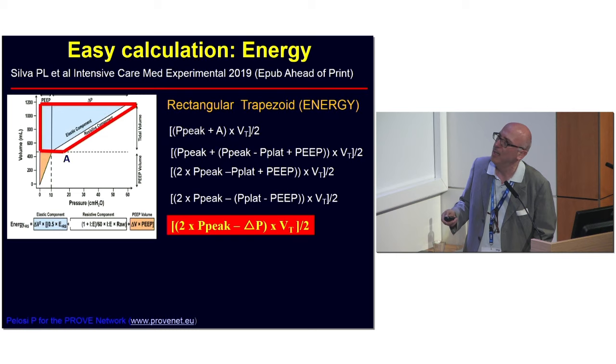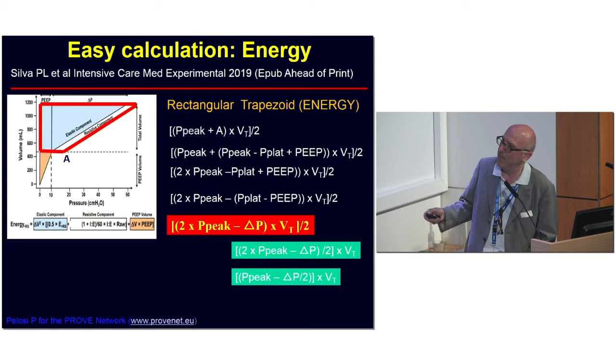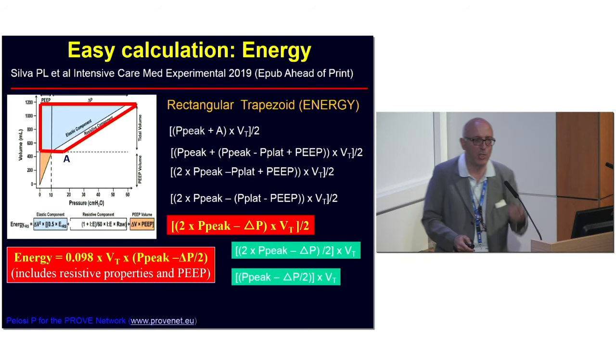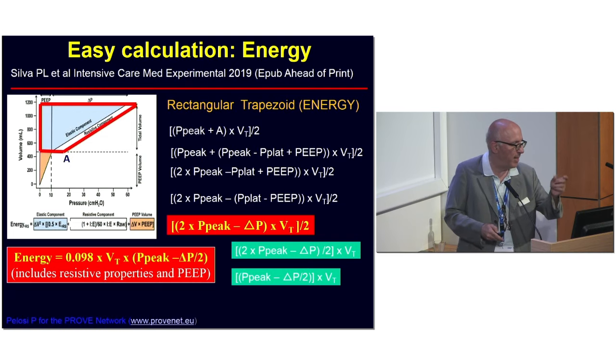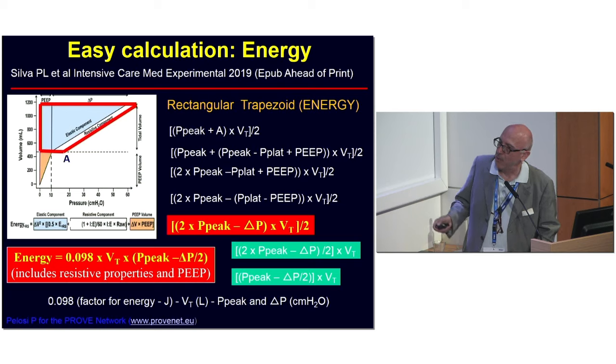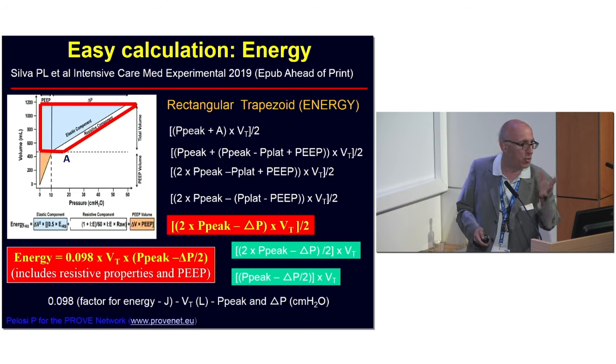Okay? You can follow, and if you develop this equation, you have 2 times peak minus driving pressure, times tidal volume divided by 2, which can be rewritten as peak pressure minus driving pressure divided by 2, times tidal volume. So this is the energy: tidal volume times the peak minus driving pressure divided by 2, times 0.098, which is a constant to convert from centimeter of water and milliliter to joule. So this is the formula of energy: tidal volume in liter, peak and driving pressure in centimeter of water. This is the energy delivered to the lung for each breath in controlled mechanical ventilation, in volume control. In pressure control, the formula is a bit different, but the calculation is very similar.